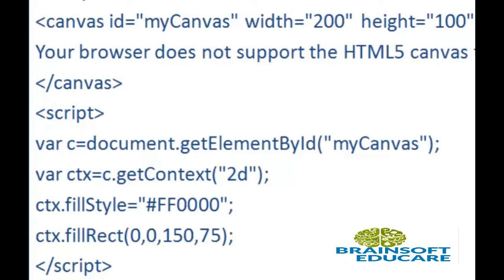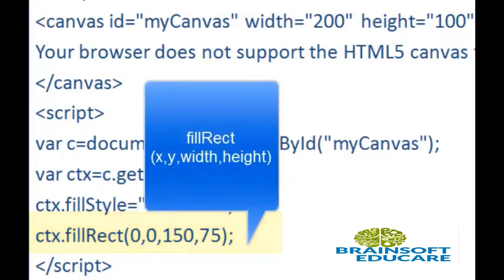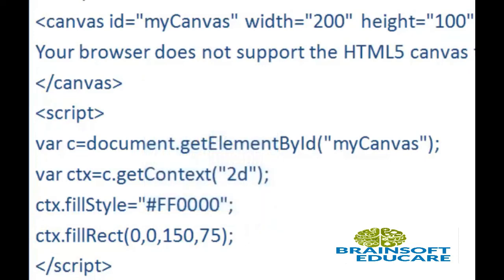Then we are filling the rectangle. Now it accepts 4 parameters. The first 2 are the x and y coordinates. The next one is the width and the last one is the height of the rectangle. Then we are closing the script tag and also the body and HTML.